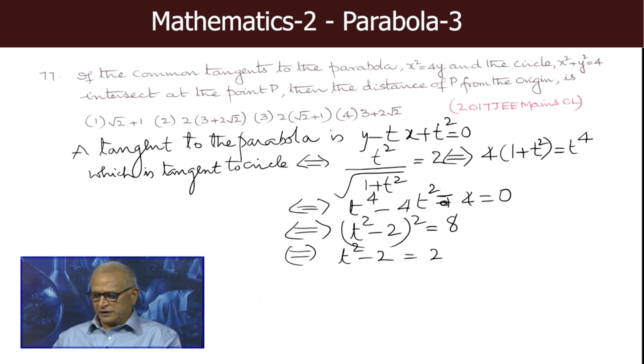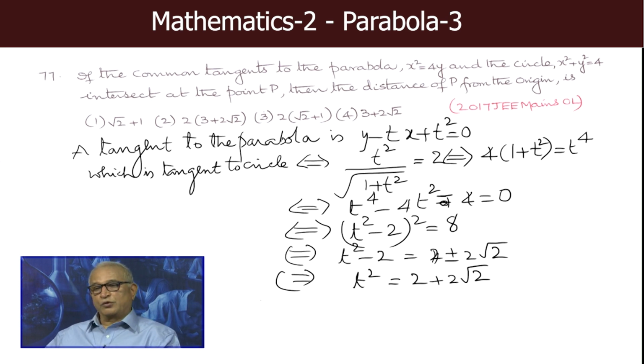T square minus 2 is plus or minus 2 root 2, or t square equal to 2 plus or minus 2 root 2, but t square is positive. So, it is only 2 plus 2 root 2. It cannot be 2 minus 2 root 2, because 2 minus 2 root 2 can be negative. In fact, t square minus 2 whole square is 8, then t square can be only 2 plus 2 root 2. So, t square equal to 2 plus 2 root 2.